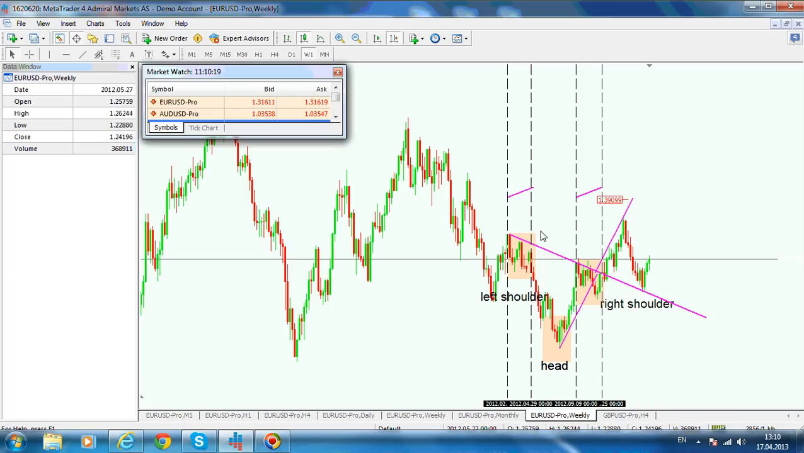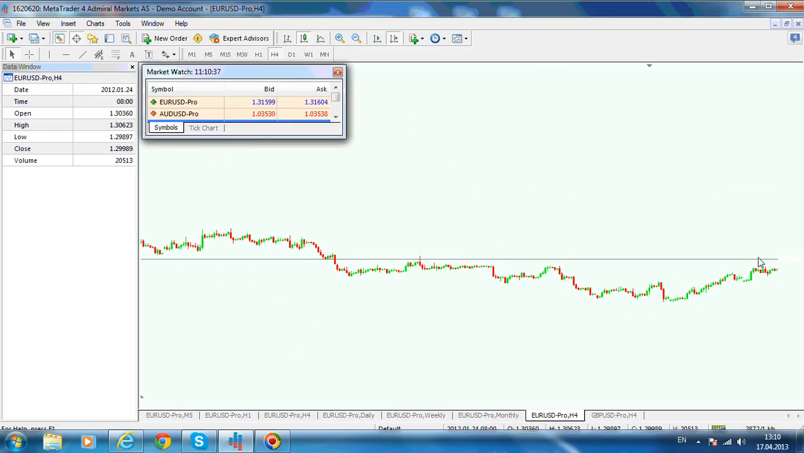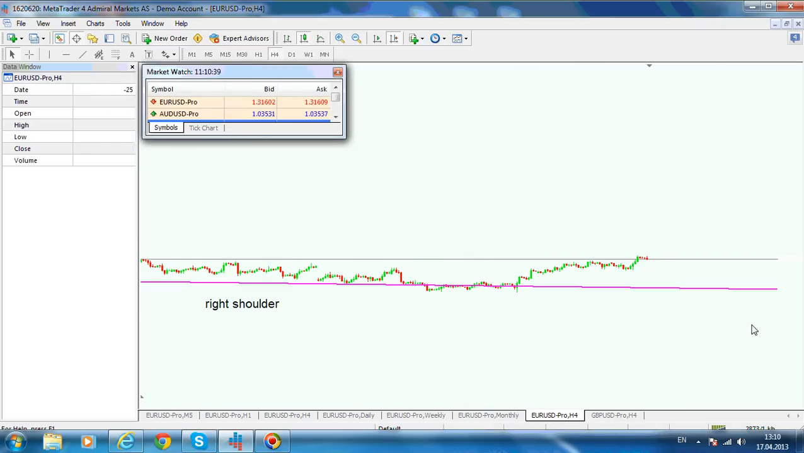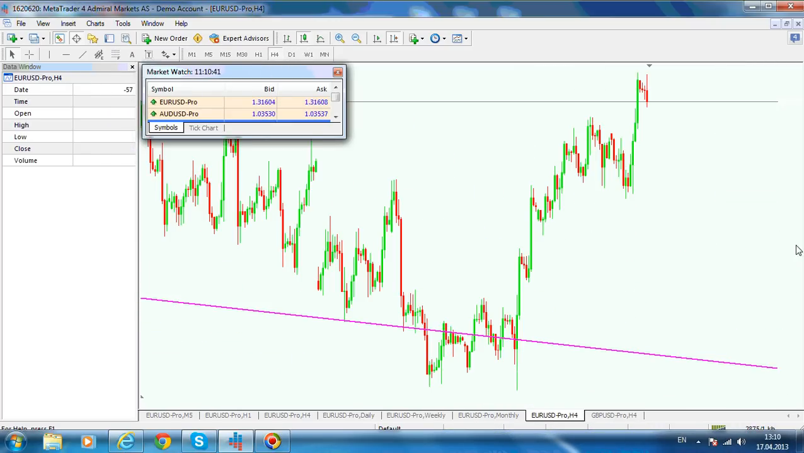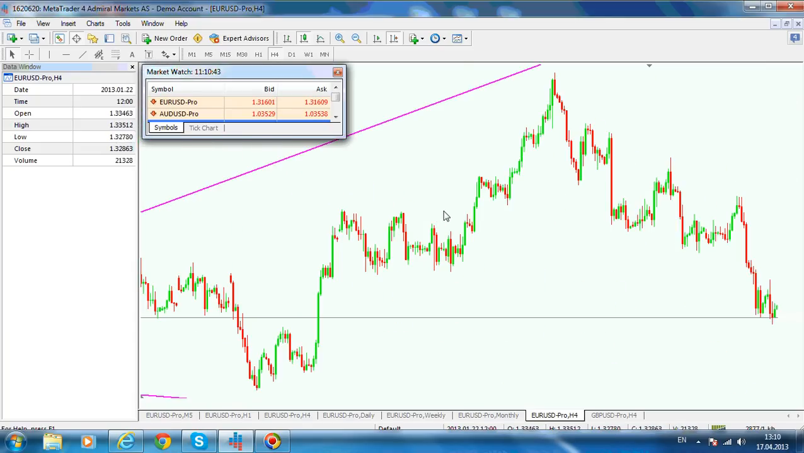Now this was a weekly chart, but they are extremely common even on smaller time frames. I gave you 2 examples of inverse head and shoulder, but the same pattern, the head and shoulder, is to be found when price is reversing from a top. And as far as I know, on a 4-hour chart, let me go on the 4-hour chart, we had a nice example recently in here.